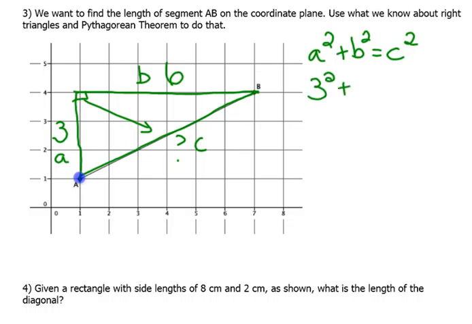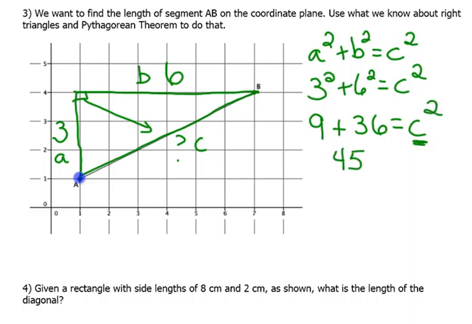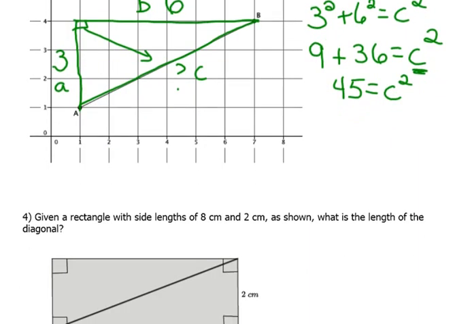So we have 3 squared plus 6 squared. We want to know how much that is. So 3 squared is 9, 6 squared is 36, right? I already have C by itself, so now I'm just going to add those two numbers together, which is 45, right? And I'm going to stop there. Eventually we're going to learn what to do with it, but for right now, because 45 is not a perfect square, I have to stop.